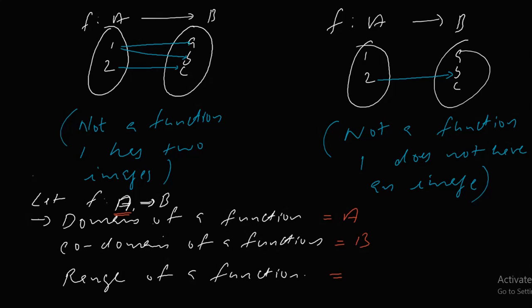Now, what is the range of the function? The range of the function is, when I take the images, we need to take all the images of A in B. We write that as the set of all f(a) where a belongs to A, and this will definitely be a subset of B. This is called the range of the function.